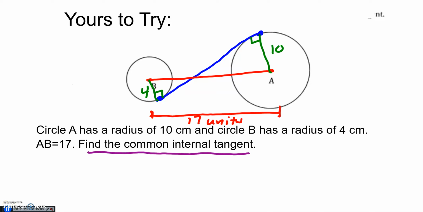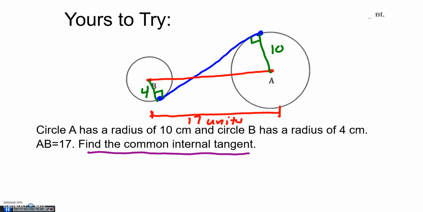So guys, I want to check in with you to see if you labeled things correctly so far. First thing you should have done in your procedure is connect the centers, and I did that in red. The next thing you should have done in your procedure is go from the center and draw a radius to the point of tangency. So I did that here and named it 4, and I did that from the center to the point of tangency, called that 10.